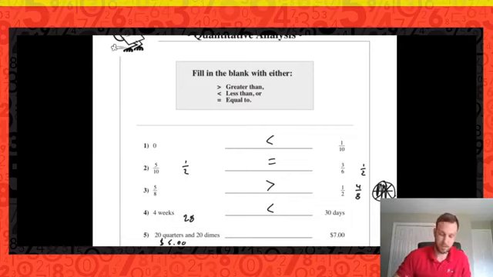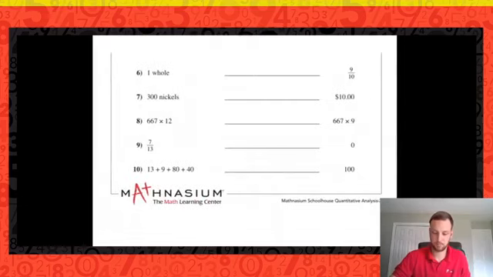20 quarters is $5, and 20 dimes. A dime is 10 cents. 20 tens gives me $2. So I have $5 and $2 on the left, and I have $7 on the right. Those are equal. All right, bottom of page number 2.